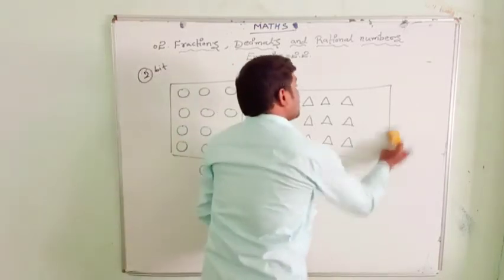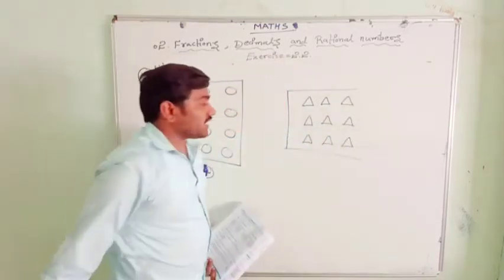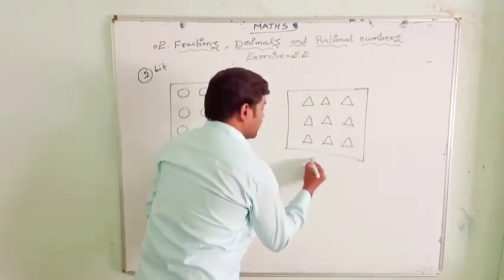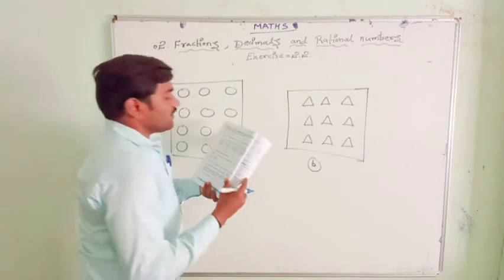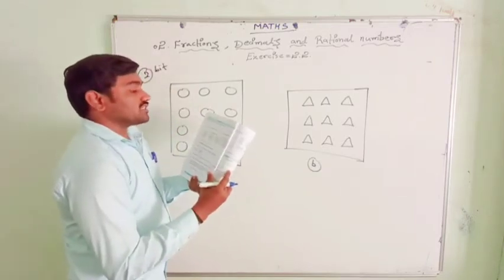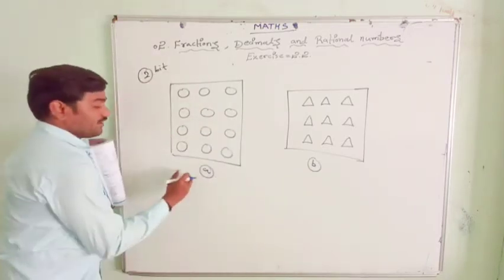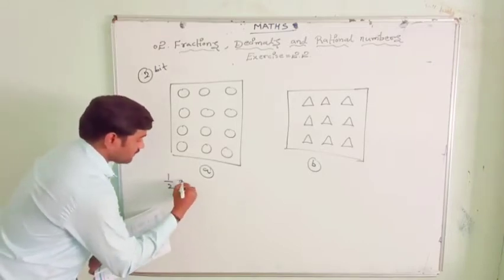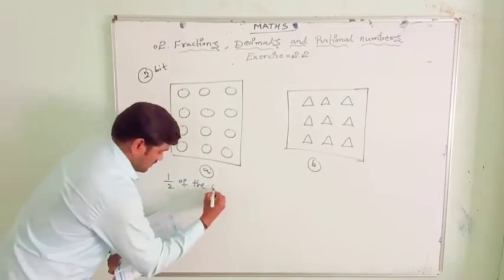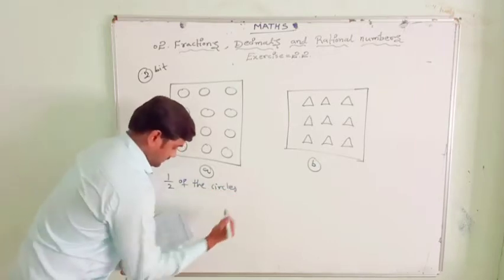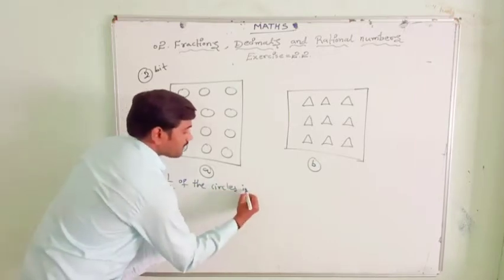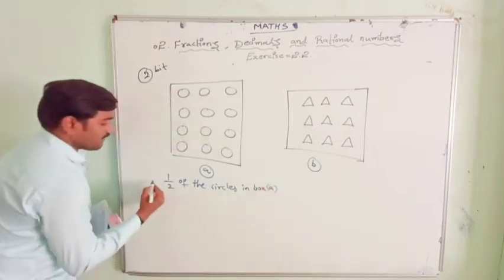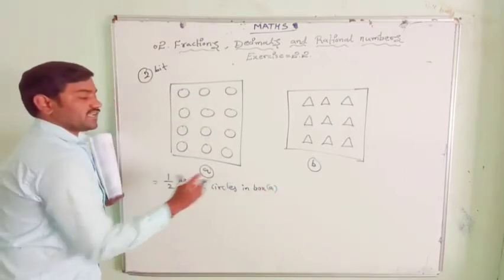What they ask us to do is to shade. How much part we need to shade, they have given in the question actually. Let us see the first question. 1 by 2 of the circles in box A.